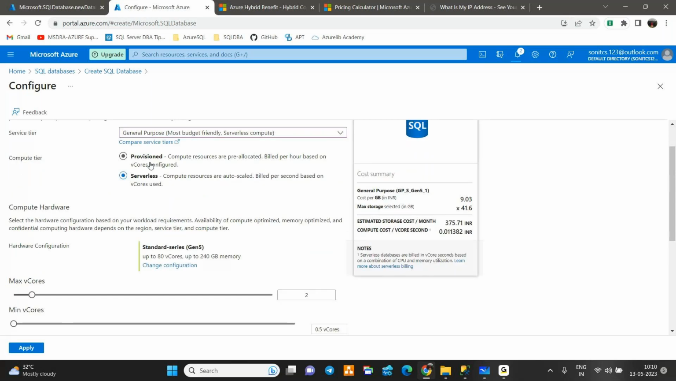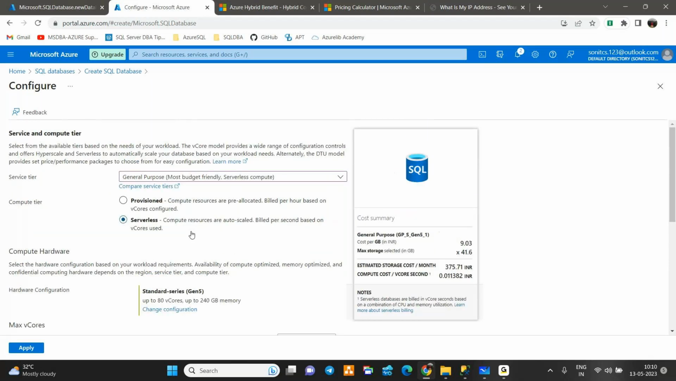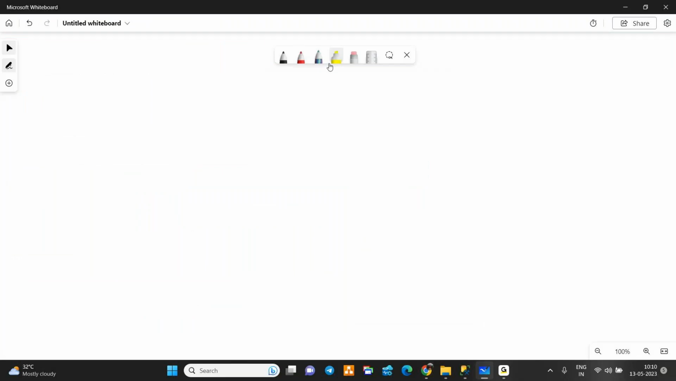Now when you go for serverless, for example, you have one application, sir, that application you will use only for 8 hours. After 8 hours, no one will connect and nothing will be performed. Only your application will run for 8 hours. For the remaining 16 hours, you don't want to pay any amount to Microsoft, since you are not using it for 16 hours. In that scenario, go for serverless.